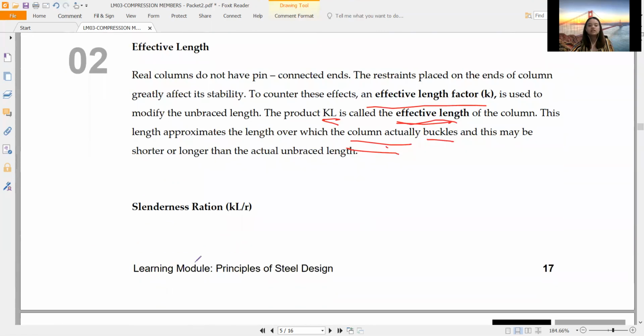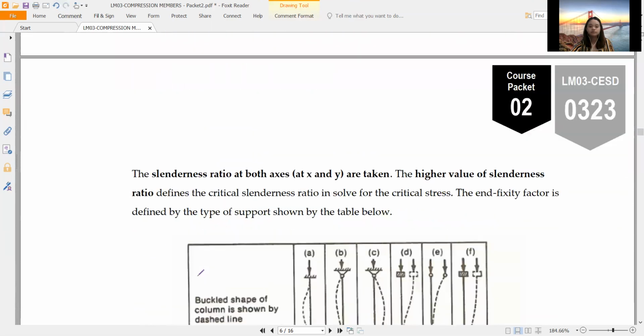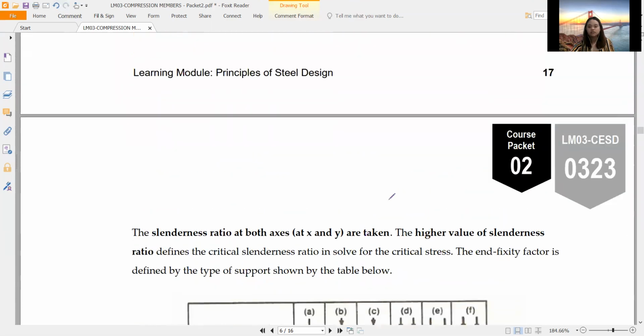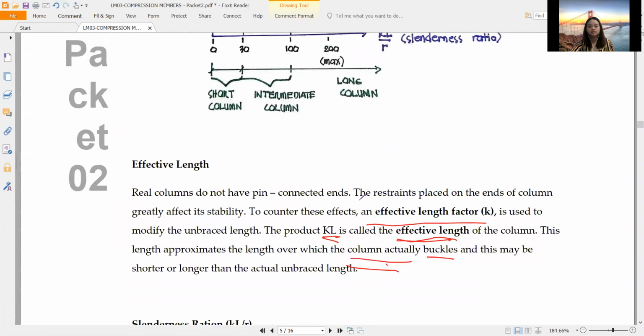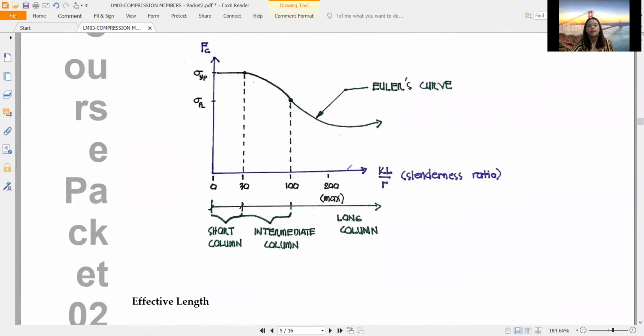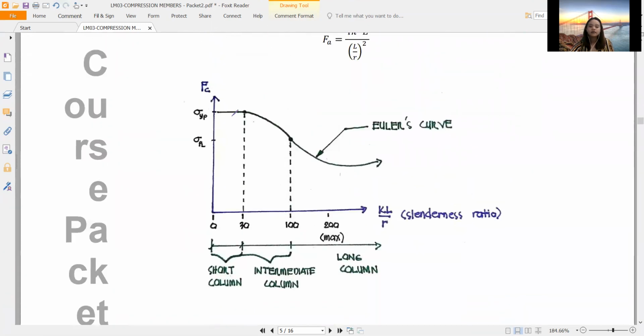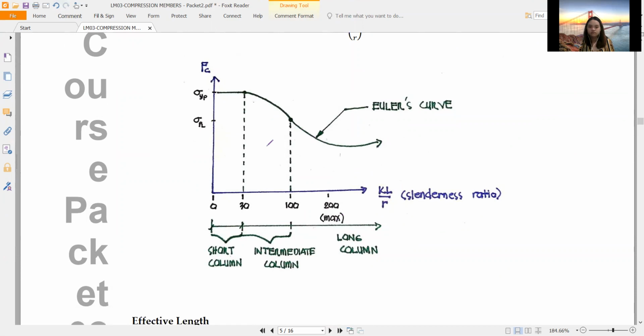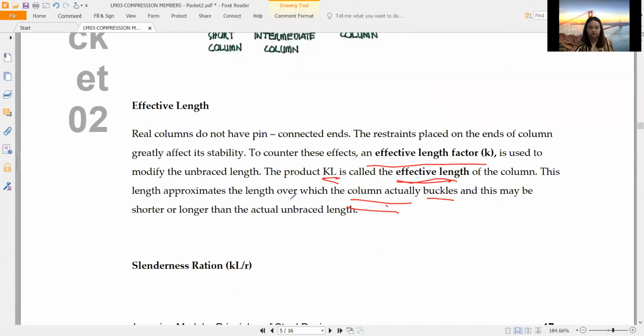Okay. For the slenderness ratio, this is how we explain this figure. We can say that the more slender, or as our slenderness ratio increases, the more critical our stress becomes.